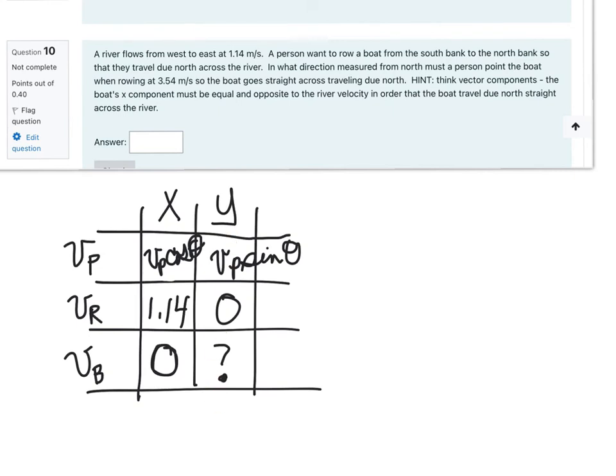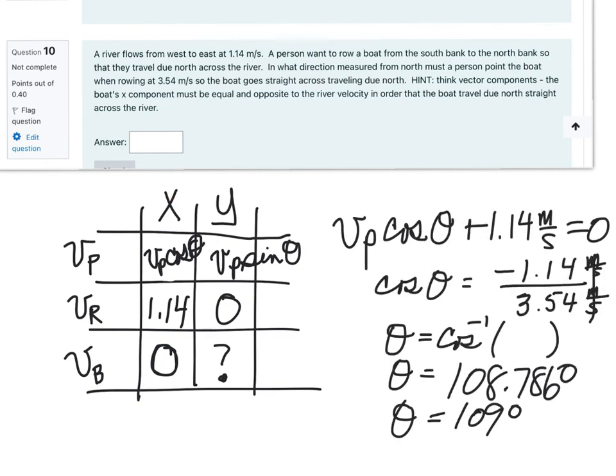And then in the y column, we don't necessarily need that. The boat velocity times the sine of this unknown angle plus the y component of the river velocity gives the final velocity of the boat as it goes across the river. So it's from the x column that we get the equation that we need to find the unknown angle that we need to point the boat in. So let's write that equation out.